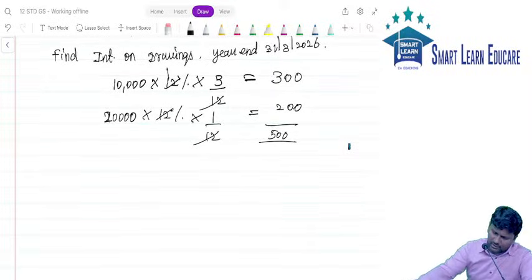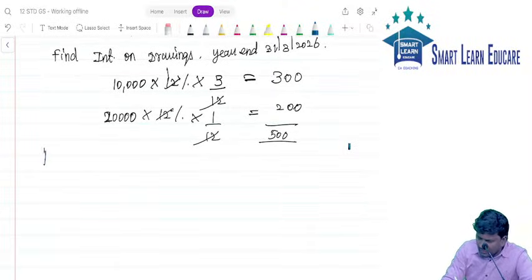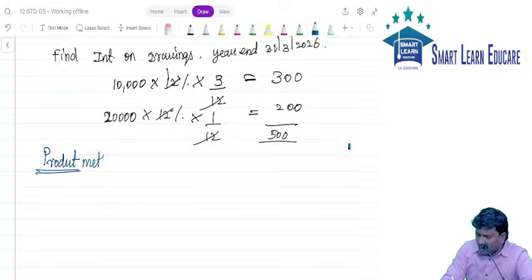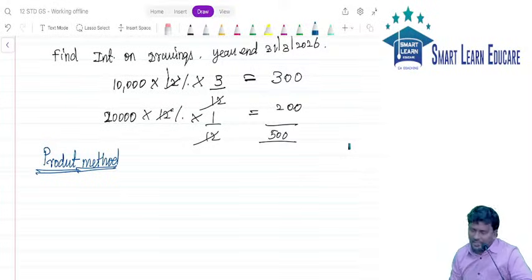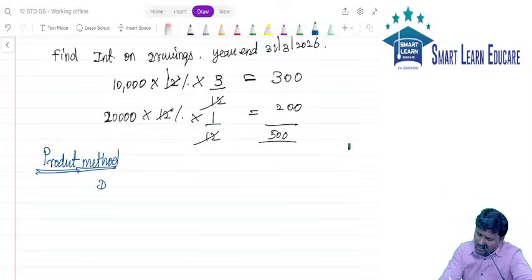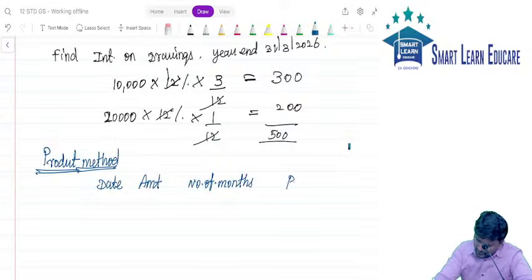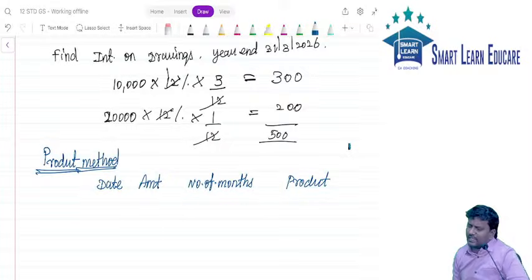Also, based on this, we are going to learn one more method. That method we call the product method. In the product method, the same interest of 500 we will calculate in another way. What are the columns? First column date, second amount, third number of months, fourth product.